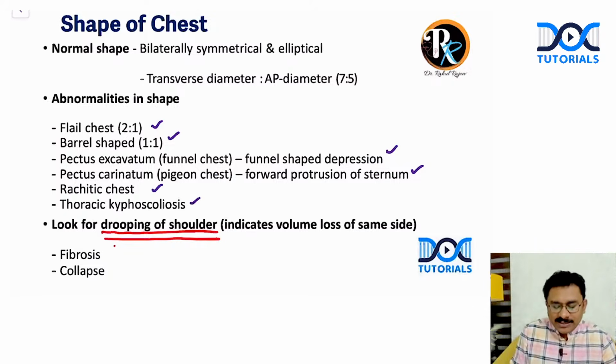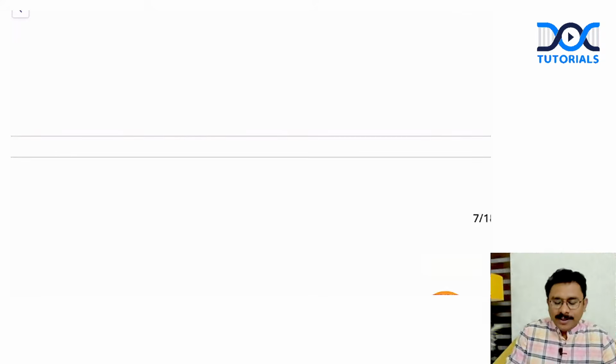For example, if the patient is having significant fibrosis of the lung, so there is a volume loss, or there is a collapse of the lung. Both of these are characterized by volume loss, and that is when you get drooping. It is usually seen in a chronic disease process rather than an acute disease process. That is another point that you should be looking at.